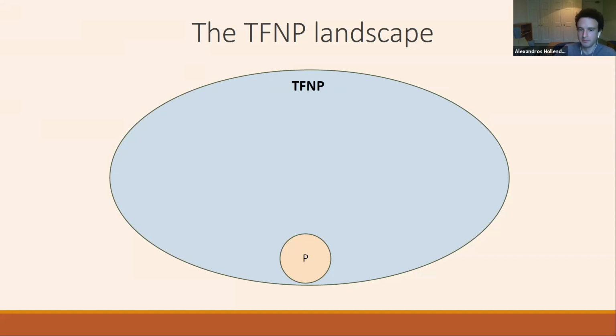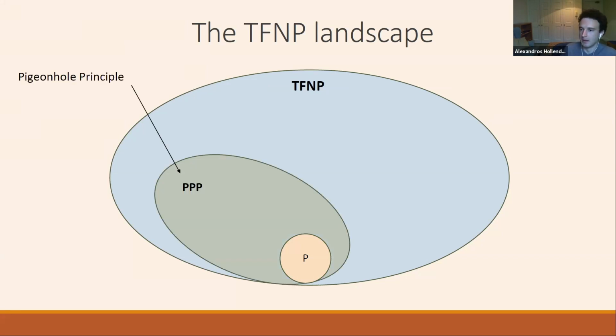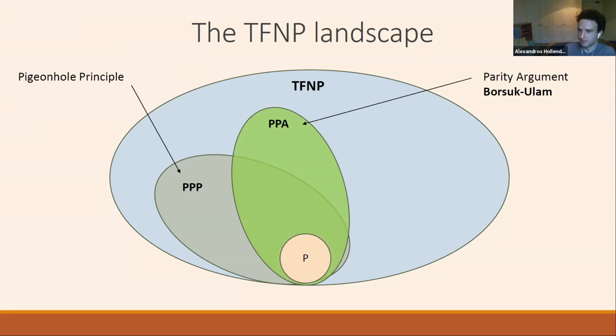I'll just mention a few here. So there's a class that's called PPP. And this class essentially contains all the TFNP problems where the totality, so the guarantee for the existence of a solution, can be proved by a pigeonhole argument. There's another class that's called PPA, which contains all the problems where the existence of a solution can be proved by using a parity argument, like, for example, the handshaking lemma. It also has a nice characterization in terms of a topological theorem. So there's this well-known topological theorem, the Borsuk-Ulam theorem. And it turns out that the computational problem associated to this theorem is PPA complete. So the class also has a topological characterization.